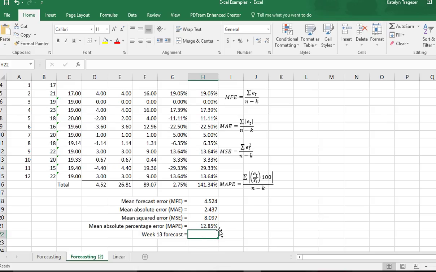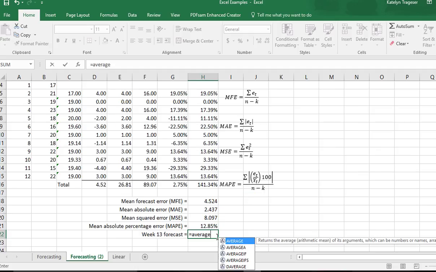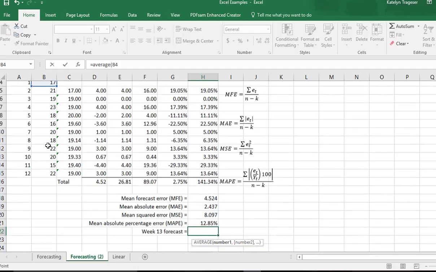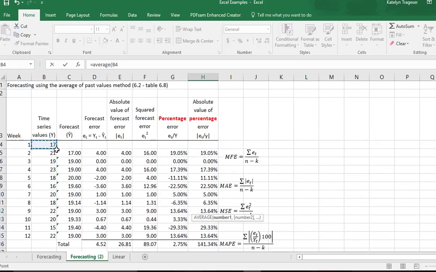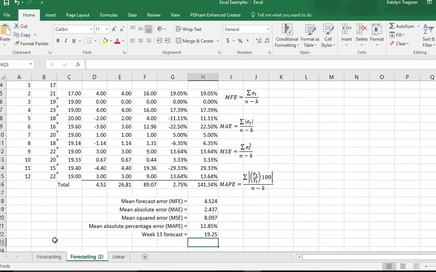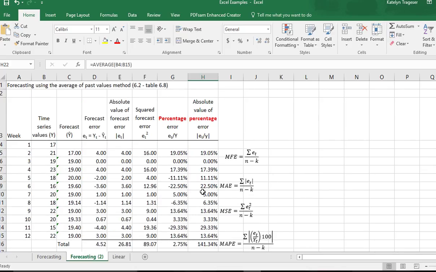So now we're tasked with calculating our week 13 forecast. So again, we need to average all the prior weeks. So equals average of weeks 1 through 12 for 19.25. So again, in this example, we again forecasted, but this time using the average of past values method.